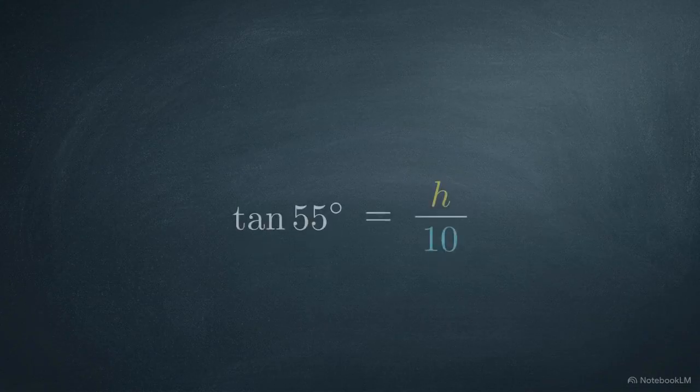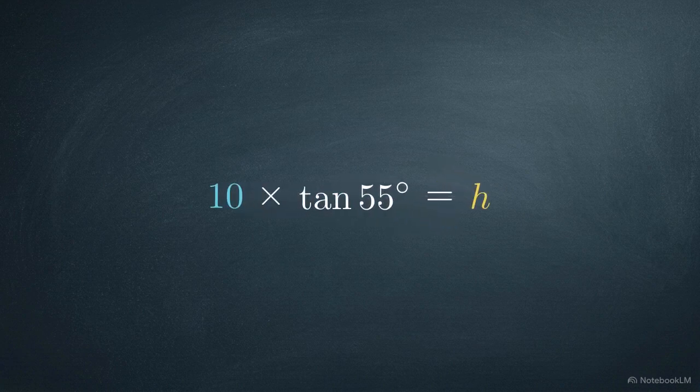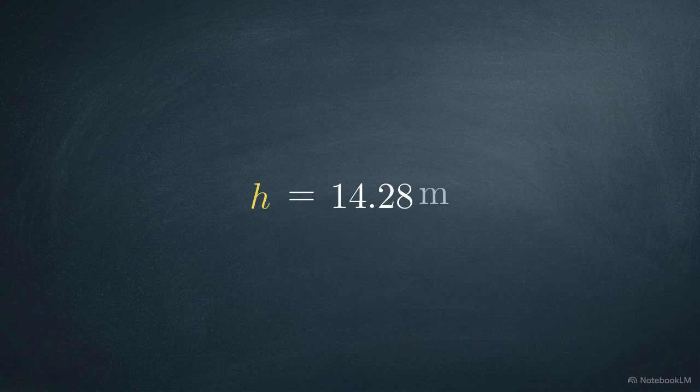To get h to stand alone, we need to clear the fraction. We multiply both sides by 10, bringing it over to the left. The height is exactly 10 times the tangent of 55 degrees. When you punch that into your calculator, the tangent of 55 degrees is roughly 1.428, bringing our total height to 14.28 meters. But pay close attention to the instructions. The exam specifically asks for the height correct to the nearest meter. Since 0.28 is closer to 0 than to a full meter, we round down to exactly 14 meters.